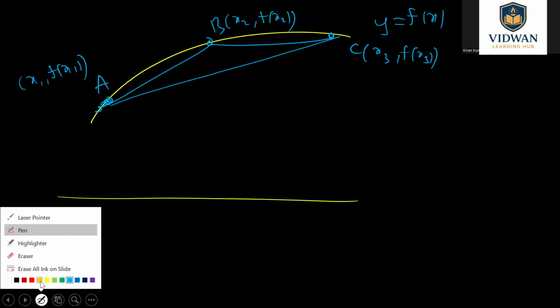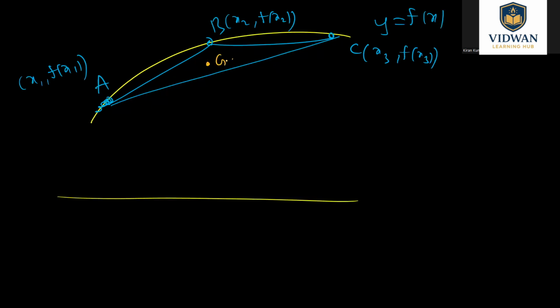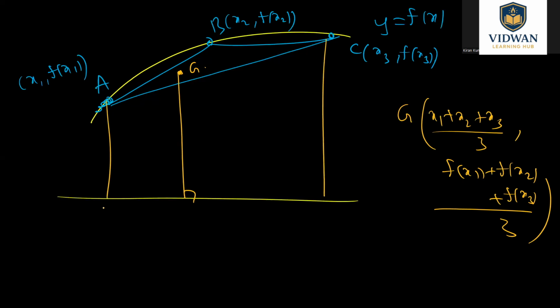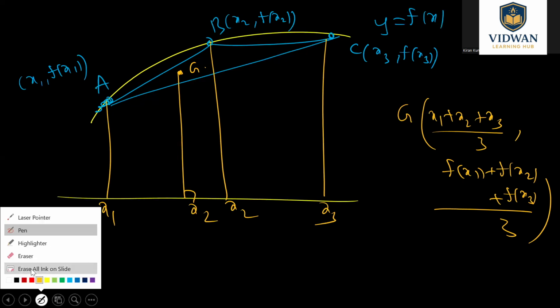If I mark the center of this, mark it slightly on the left side. So what will be the coordinates for the centroid of triangle ABC? x1 plus x2 plus x3 by 3, f of x1 plus f of x2 plus f of x3 by 3. So now if I drop a perpendicular like this, here also I can drop. This is x1, this is x2, this is x3. And this is the x coordinate of the centroid, x1 plus x2 plus x3 by 3.